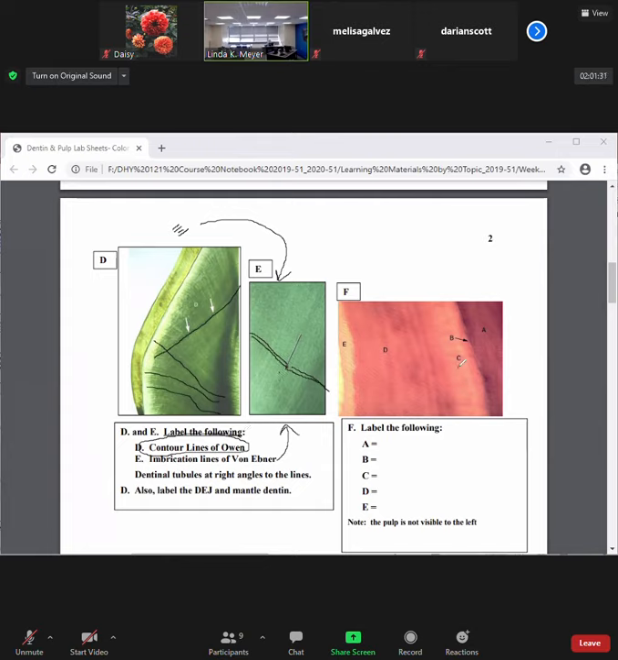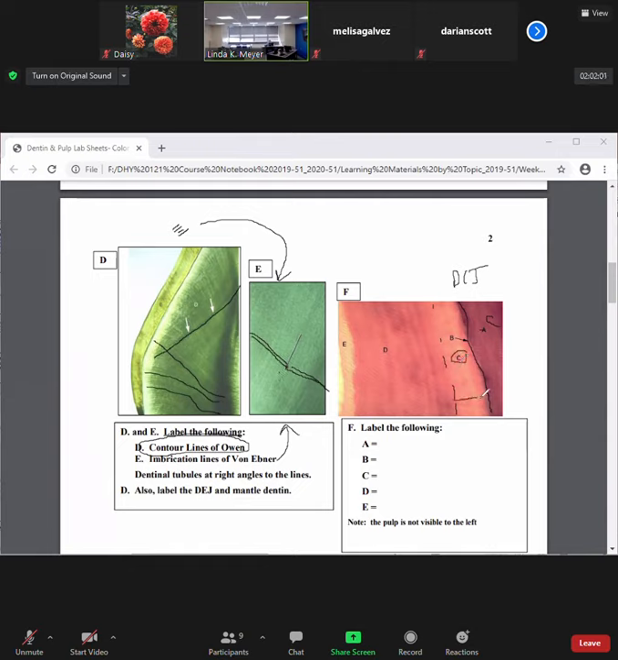Then finally, over on this picture, this is the CDJ or the DCJ. Okay, here's the cementum. And then this just shows you that even on a decalcified section, mantle dentin shows up differently. So here, the letter C is just showing you the mantle dentin.